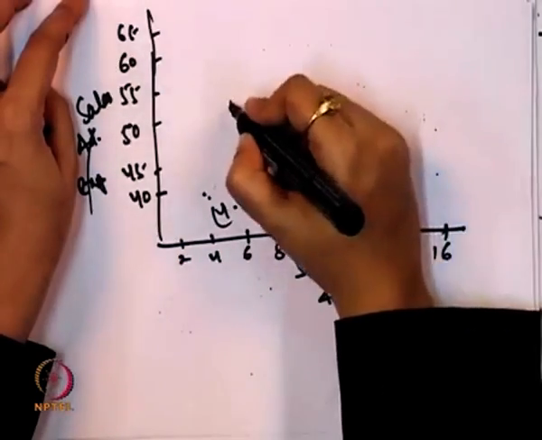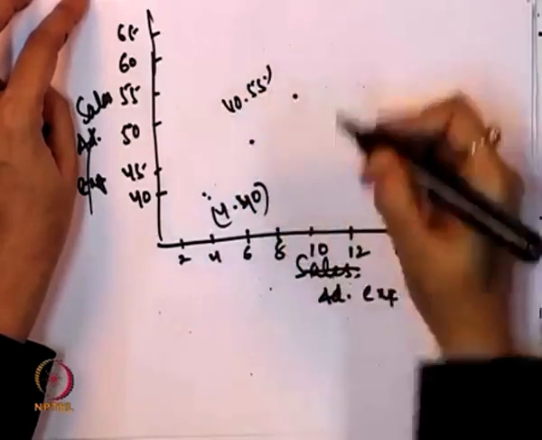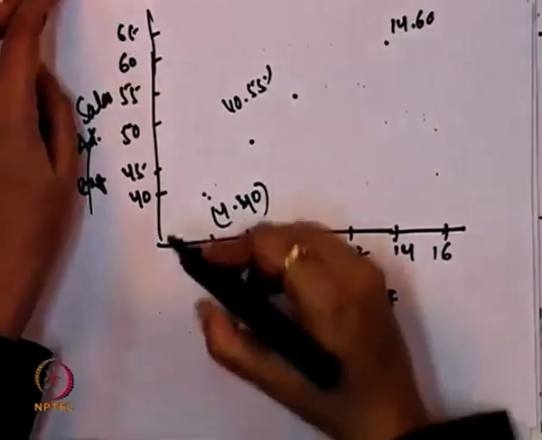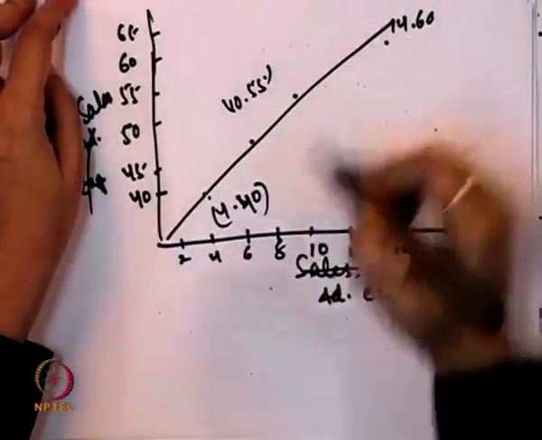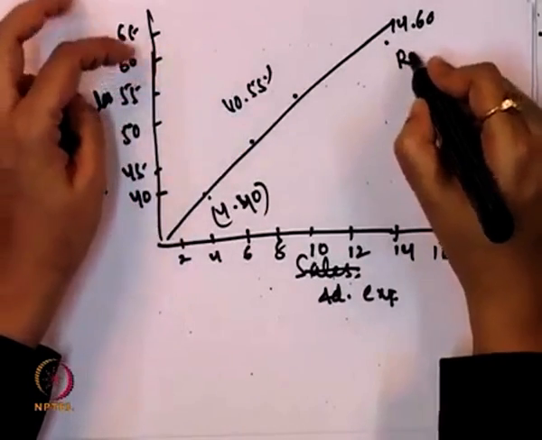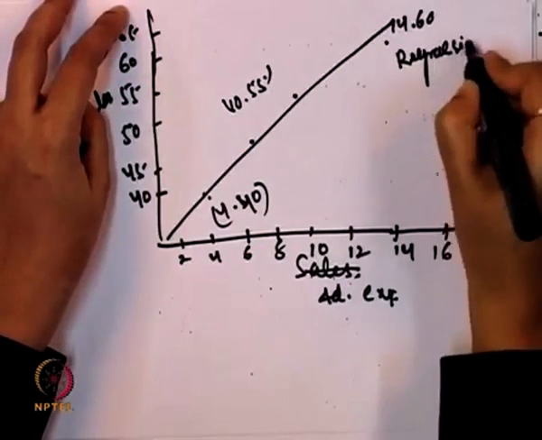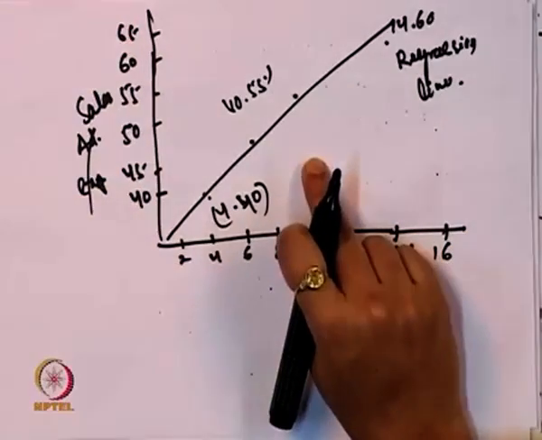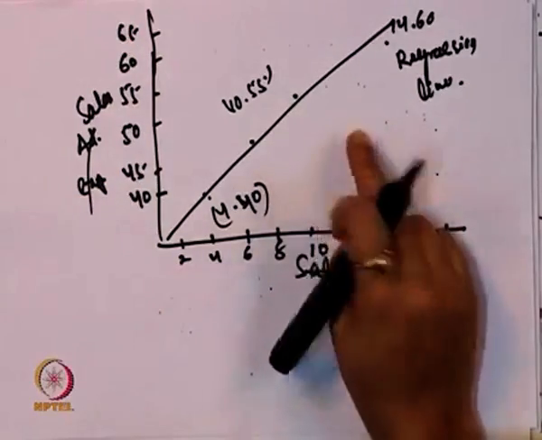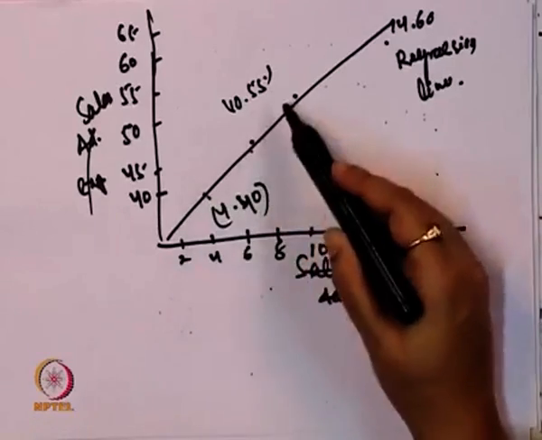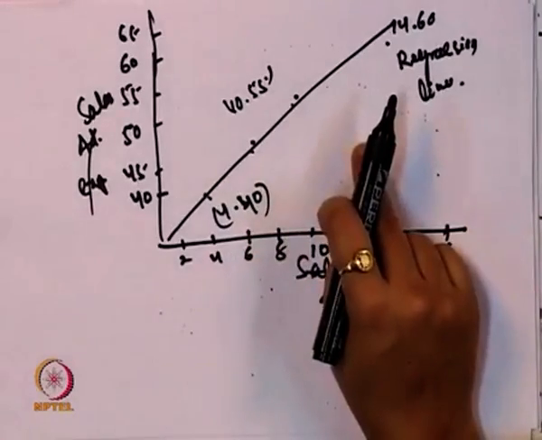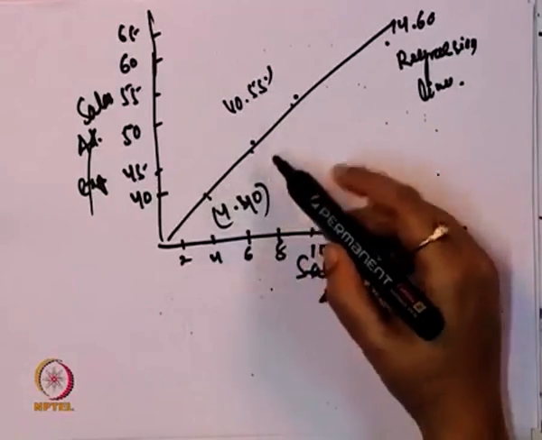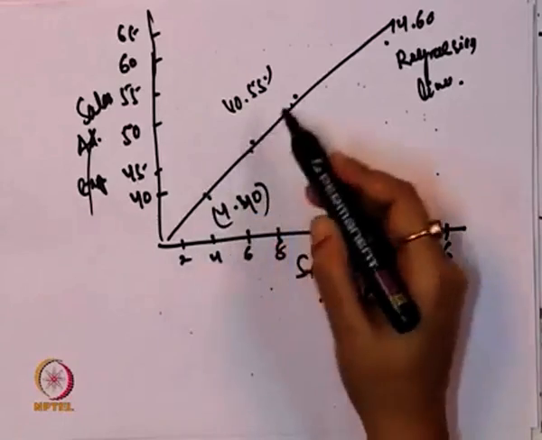So similarly, maybe we get a combination over here, that is 14 and 60. Okay. So if you draw a line over here, this is basically the regression line. Okay. So regression line is used for what? Maybe this is the line where there are different combinations of sales and advertisement expenditure. It is not clear that all the points will be on the same line.